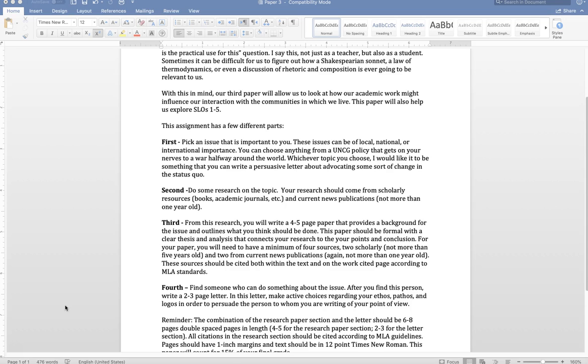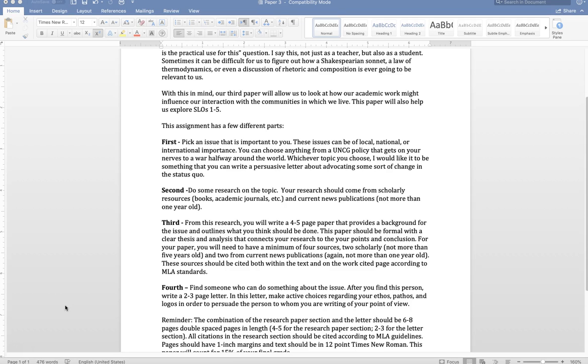After you find this person, you're going to write a 2 to 3 page letter advocating the change you're making. So in this letter, I want you to make active choices regarding the way that you present yourself and your information, so your credibility, the emotional appeals that you're making, the pathos, and your logic and order and organization, so your logos, in order to persuade the person you're writing to of your point of view.